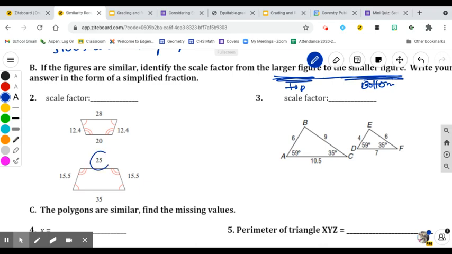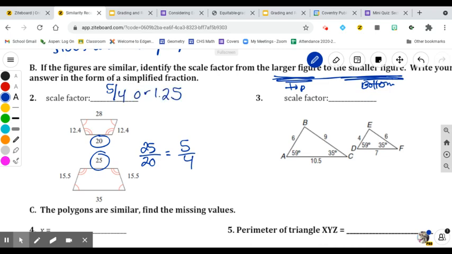So I'm going to do, let's say, 25 would map with 20. And then you just want to reduce it. You could make it a decimal if you wanted to. 25 divided by 20 is 1.25, or you can reduce it. That's probably what I would do. So if we reduce it, they can both be divisible by 5. So you're going to have 5 over 4. Or if you wrote 1.25, that's fine too.